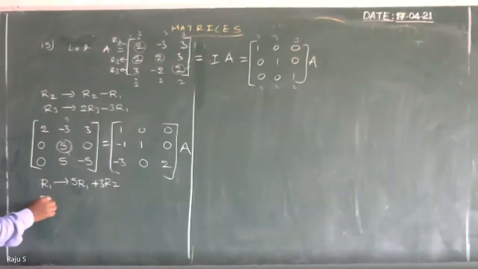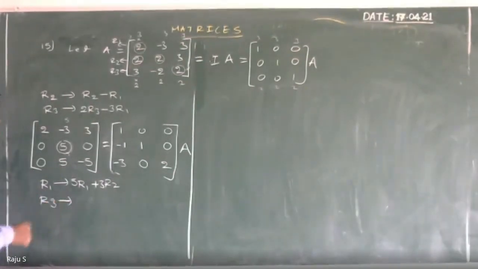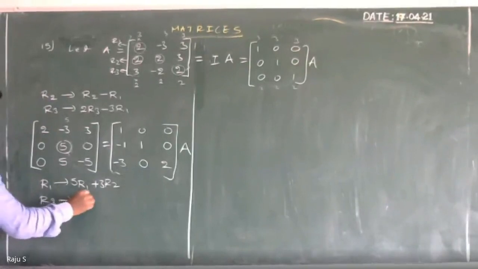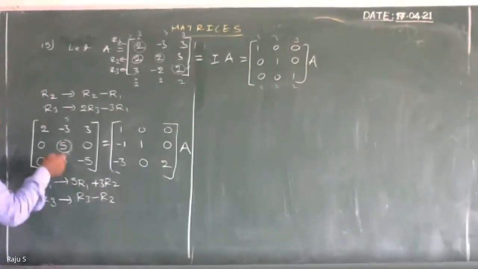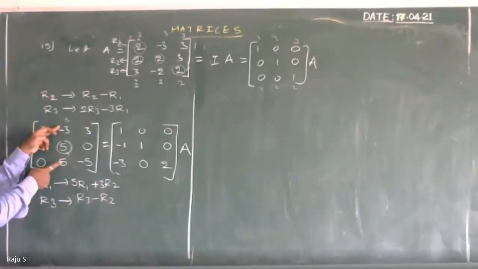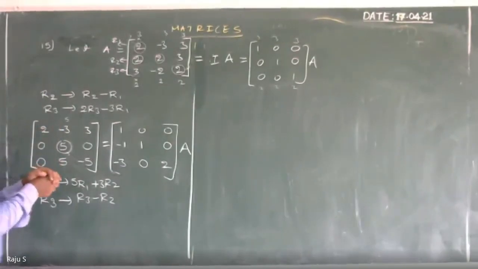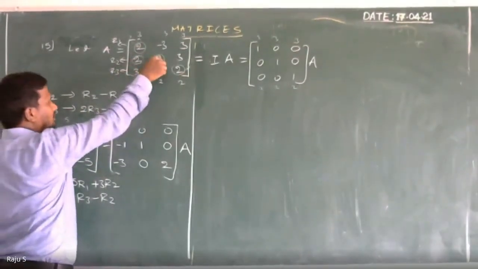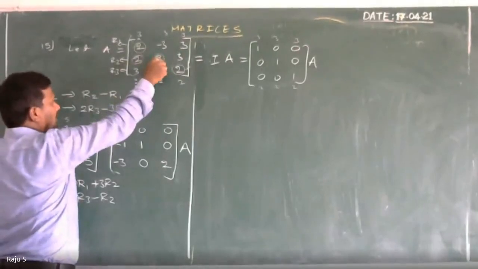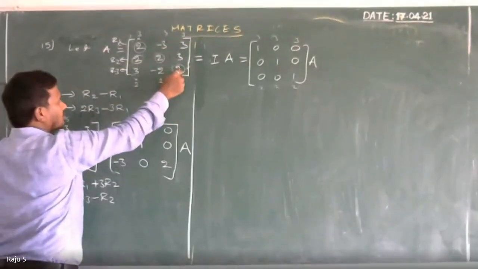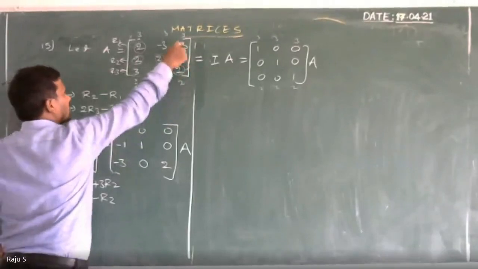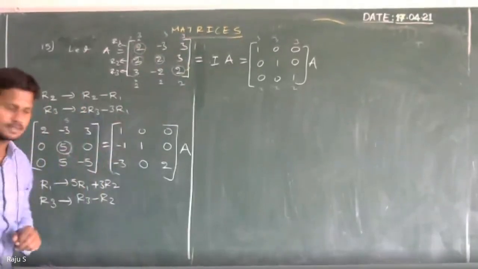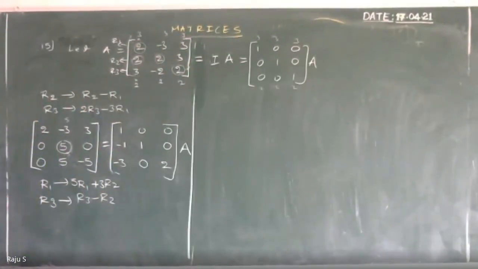Next, R3 tends to R3, simple. R3 minus R2. So these two elements become 0. I said very clearly, use this first element, you can make the remaining two elements 0. Use this second element, we can make the remaining two 0. At last, we can use this last element, you can make these two 0. Only 3 steps.